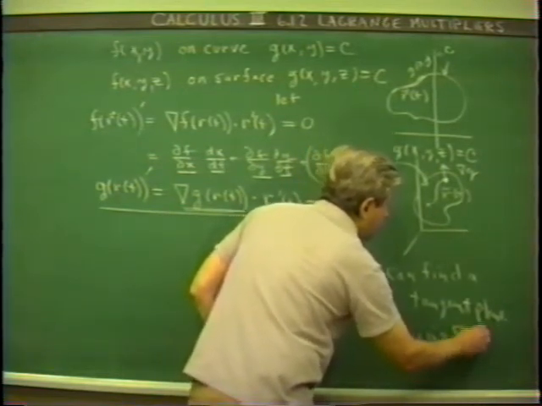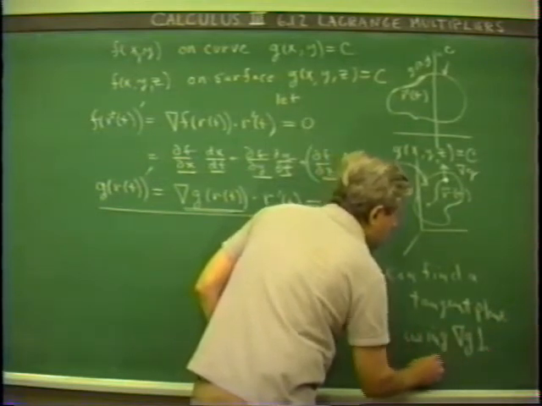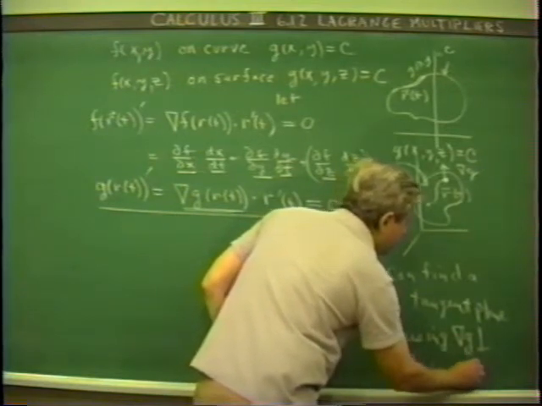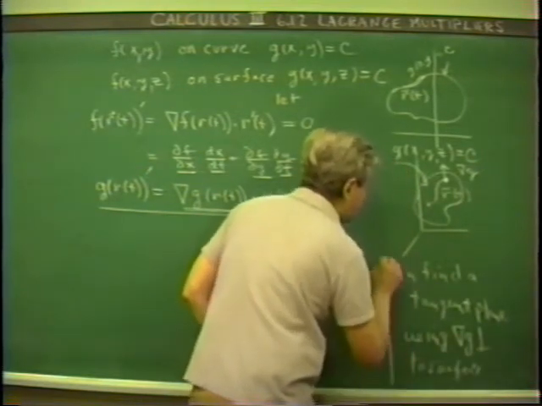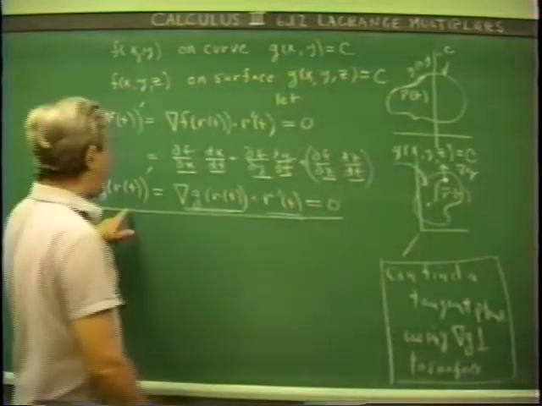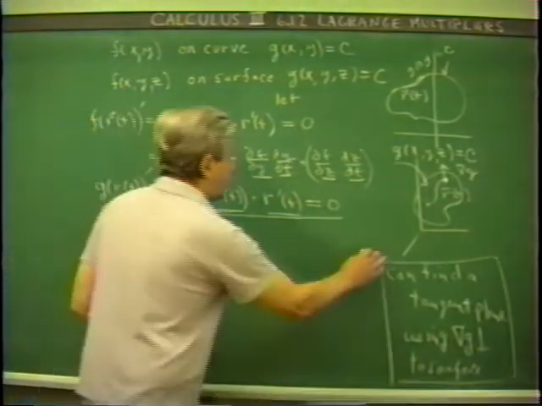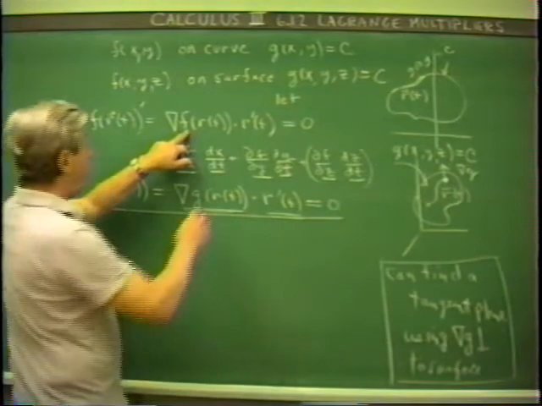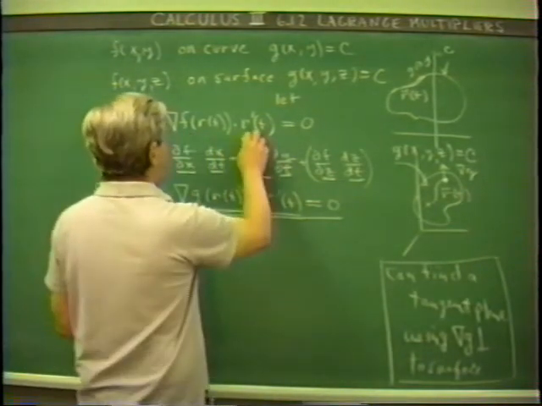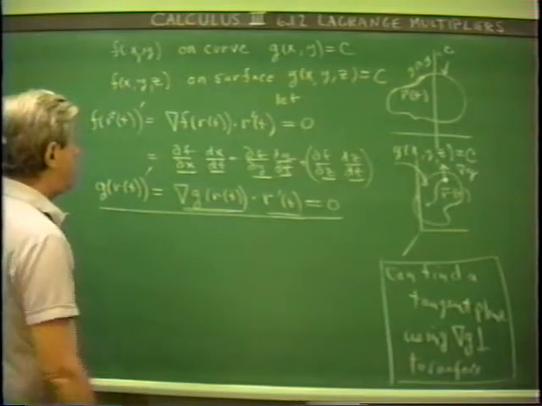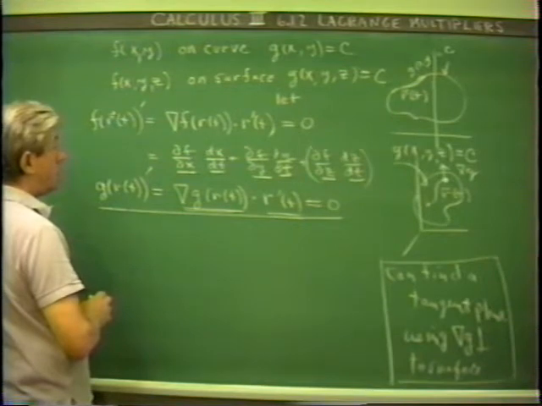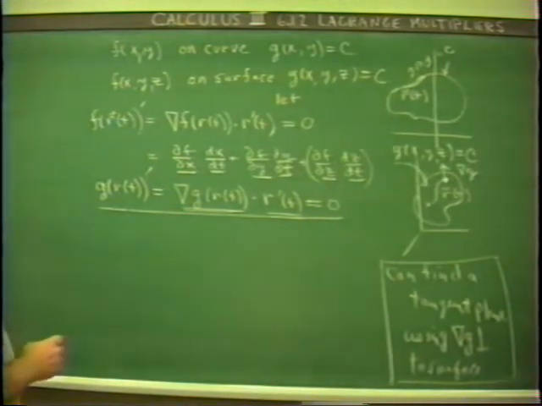This is a totally different problem here. You can find a tangent plane using the fact that the gradient of g is perpendicular to the surface. You then have the gradient is normal to the level surface, and this will allow you to find the tangent plane. But that's not what we want to do right here. What we wish to do at this point is find at what points the gradient of f dotted with r prime of t is equal to 0, right?